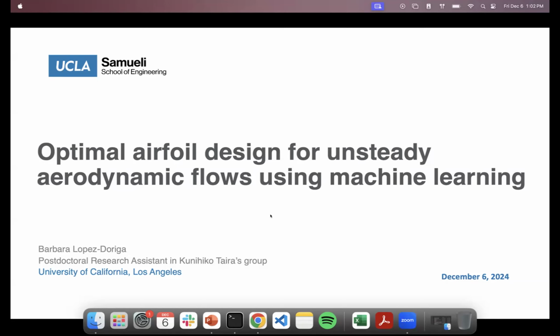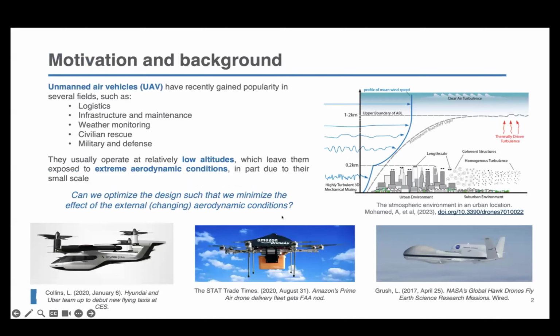But let me start by motivating the problem that we're interested in. Small aircraft, and in particular unmanned air vehicles, have become very popular in the past decade for several reasons. Some applications include logistics, more simple ones like deliveries, transportation in general. But there are other more crucial applications like weather measurements in extreme weather conditions or civilian rescue that could be very beneficial to us as engineers.